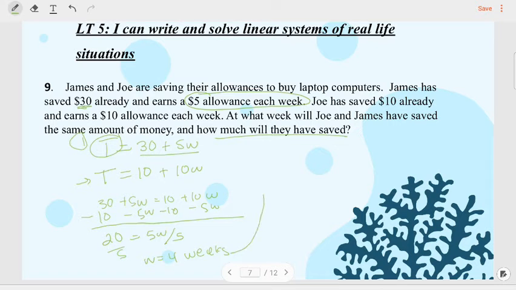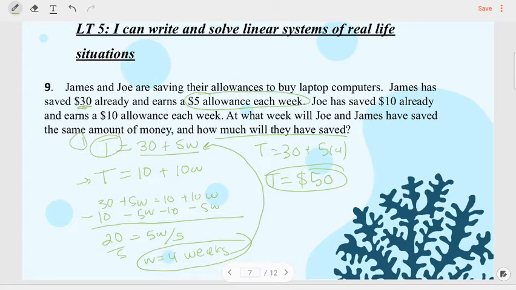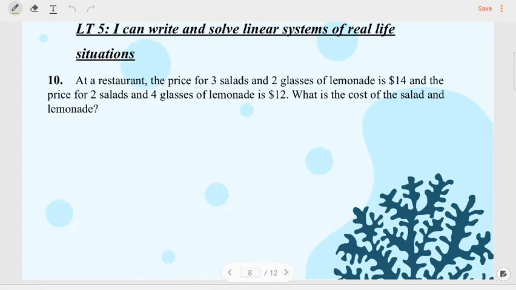And I want to know, how much will they have saved? Plug that back into one of my equations. My total is equal to 30 plus 5 times 4. So 30 plus 20, my total is equal to $50. 4 weeks, $50.